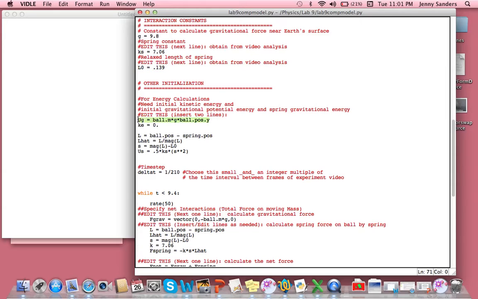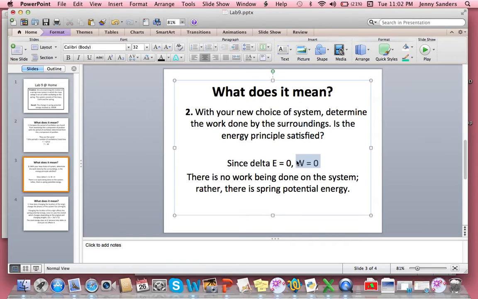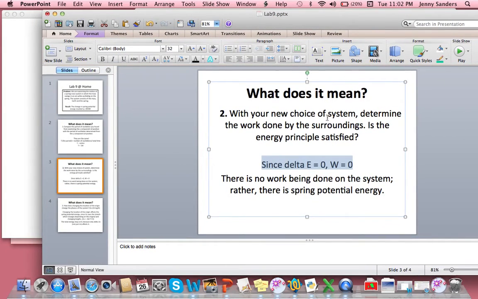With this system, I have a gravitational potential energy, which is the mass times gravity times the change in y. And so that is the gravitational potential energy. This is the initial. With this, I'm going to go to one of my what-if questions, my second one. It says, with your new choice of system, determine the work done by the surroundings. Is the energy principle satisfied? So since the change in energy is equal to 0, the work is equal to 0. So that means that there is now this new thing called spring potential energy that we have to put into our system because work is 0 now.